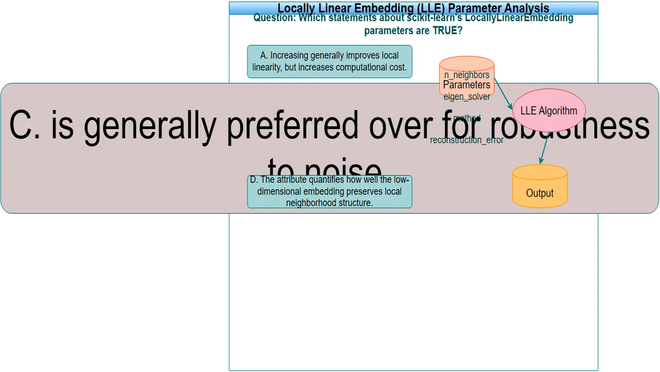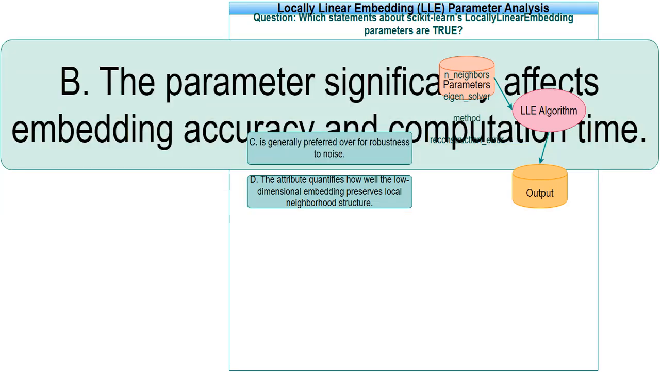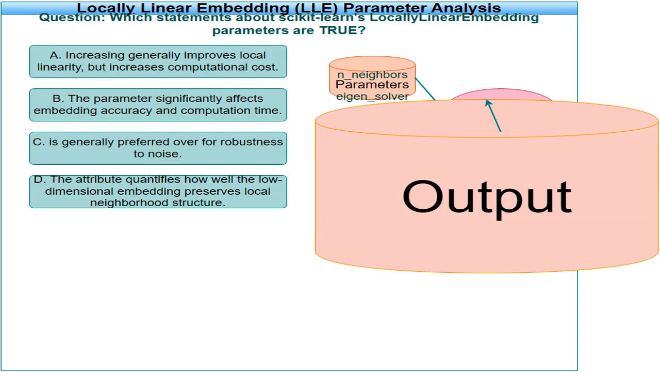This option compares two different methods used in the LLE algorithm, discussing their relative strengths and weaknesses regarding noise handling. I need to determine whether one method is always superior to the other. This statement discusses the impact of the "eigen_solver" on both the accuracy of the embedding and the computational cost. I need to evaluate the validity of this claim. This statement refers to an attribute of the fitted LLE model that measures the quality of the embedding. I need to understand what this attribute represents and how it relates to the goal of preserving local neighborhood relationships.